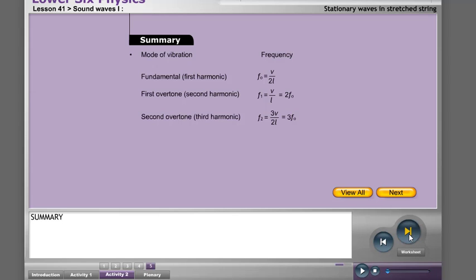Summary: the fundamental mode or the first harmonic has a frequency of F0 equals V over 2L. The first overtone or the second harmonic has a frequency of F1 equals V over L, which equals 2F0. The second overtone or the third harmonic has a frequency of F2 equals 3V over 2L, which equals 3F0.